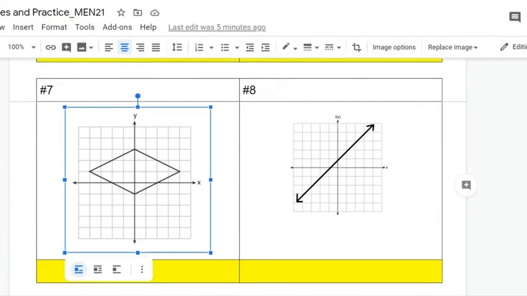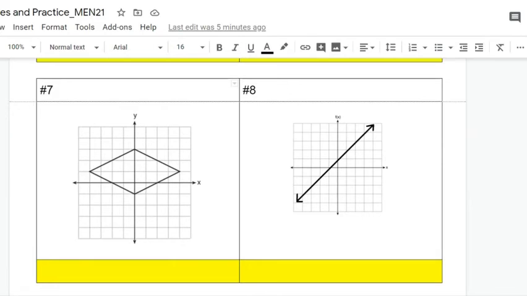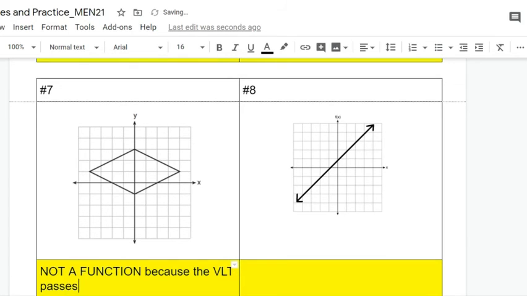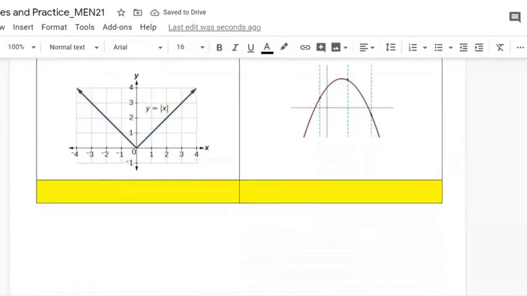Number 7, let's look at it. Already looks suspicious. It's a shape. We're talking about lines, but it does not make a difference because sometimes functions look funny. Looking at this, if I went up and down at all points of this beautiful diamond, we would see that we went through it twice. So this is clearly not a function. I'm going to spell function right for you guys, because we can say vertical line test, VLT, if you want to shorten it, passes the figure 2 times. That's okay.